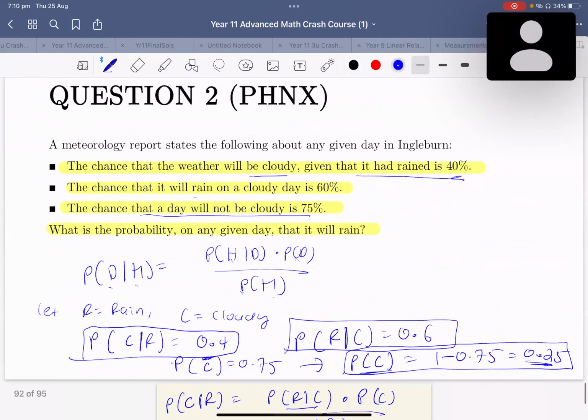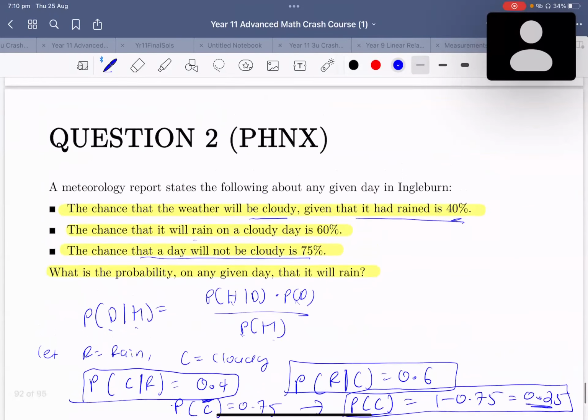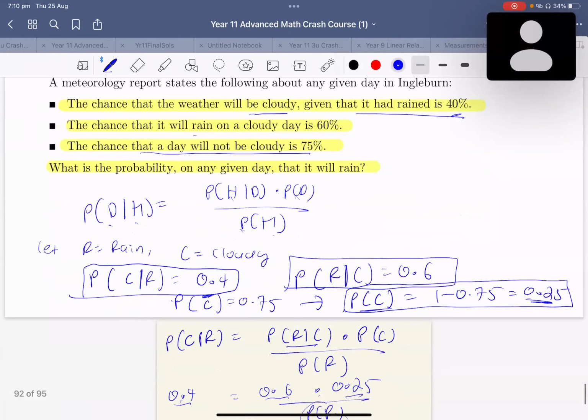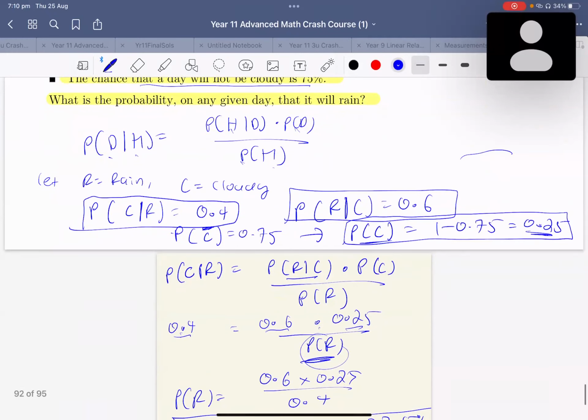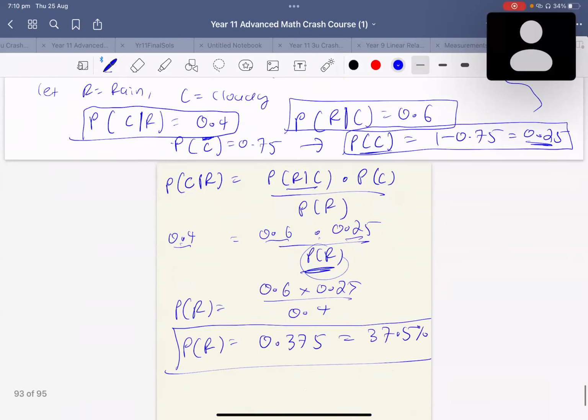So yeah, this is a pretty tricky question. I reckon this will be around 3 marks. 1 mark for figuring this out, another mark for combining it together, and the final mark for the correct answer.